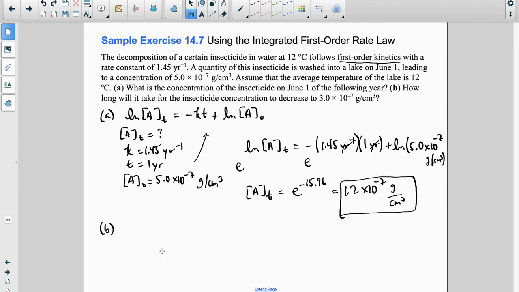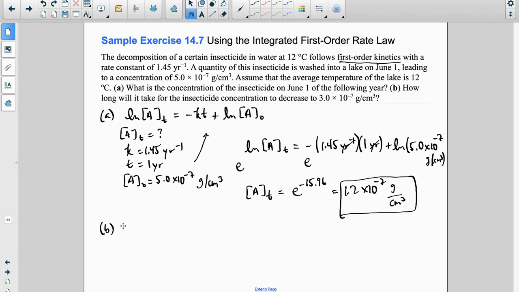In part B, I would suggest you try this yourself by pausing the video and seeing if you get the answer. Part B says, how long will it take for the insecticide concentration to decrease to 3 times 10 to the minus 7 grams per centimeter cubed? So now we're starting at 5.0 times 10 to the minus 7th and going down to 3 times 10 to the minus 7th.